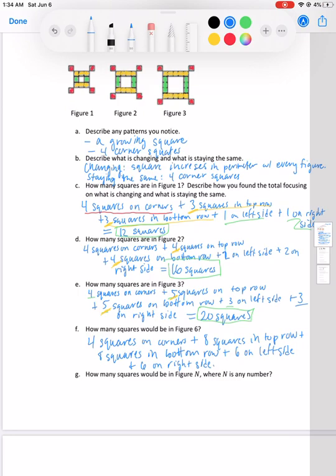Okay, and that equals a total of 4 plus 8 plus 8, so 4 plus 8 is 12, 12 plus 8 is 20, plus 6 is 26, and then 6 more makes 36. Okay, so 36 squares.